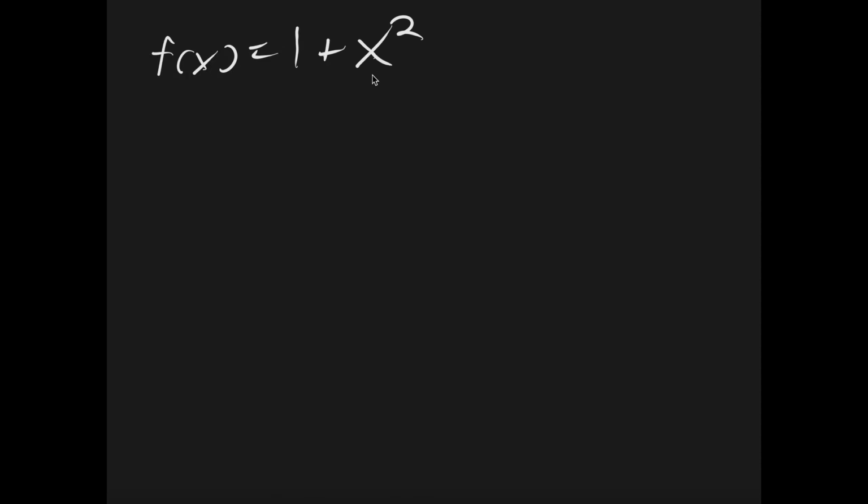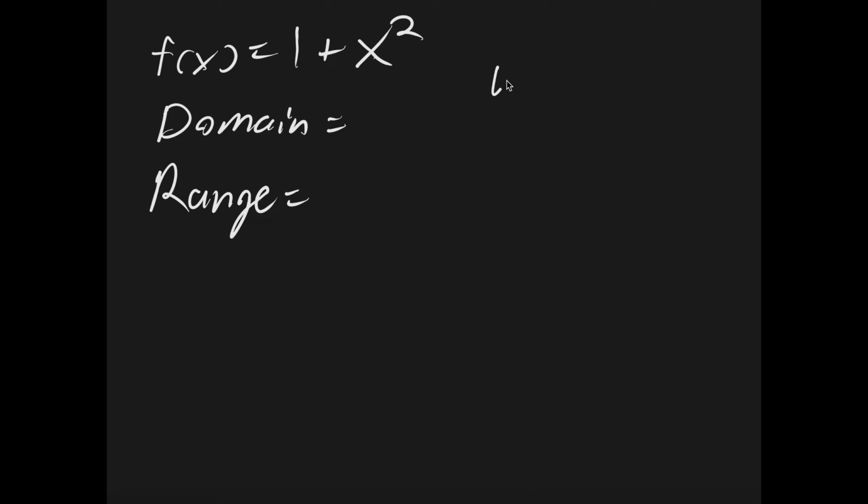So our given problem is that f of x is going to be equal to 1 plus x squared. And what we need to figure out is the domain and the range, where the domain is, by definition, all real x values. I'm just going to type this out.